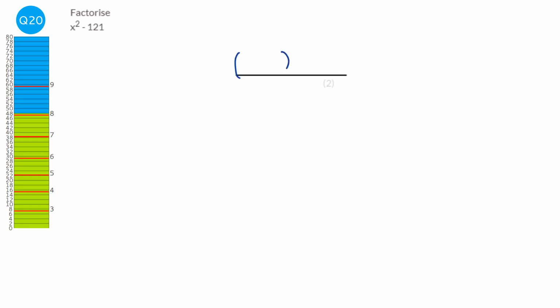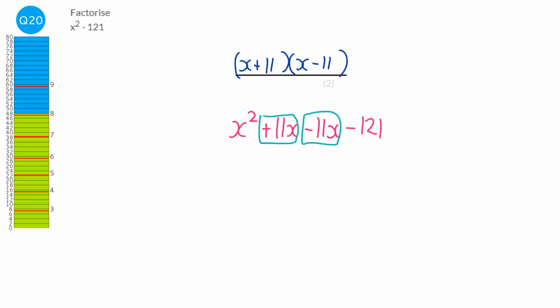What you do is you put down two sets of brackets and you square root the first term. Well, that's just going to be x. And you put the positive and negative versions of the square root. So we're going to square root 121, which is 11. So we're going to put plus 11 and minus 11, and that's it. Now, when we expand that, and we'll just go quickly expand that now to have a look, it's going to be x squared plus 11x minus 11x minus 121. And notice that the two x terms cancel each other out, which is why we don't have the x terms.